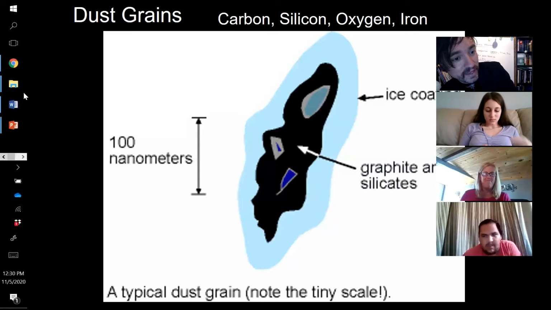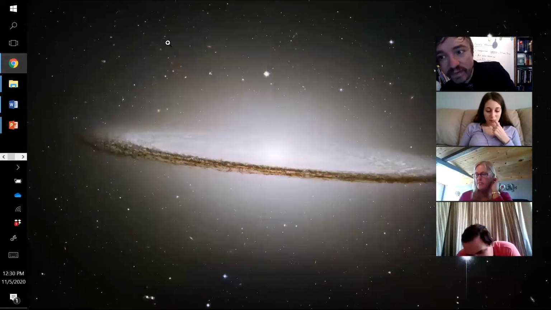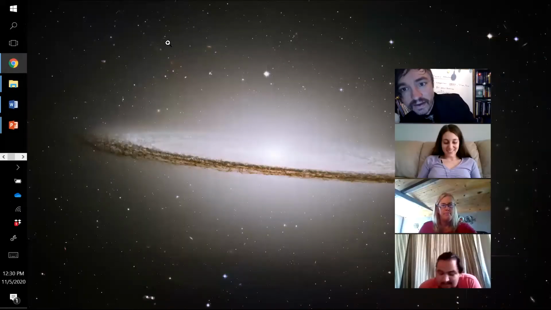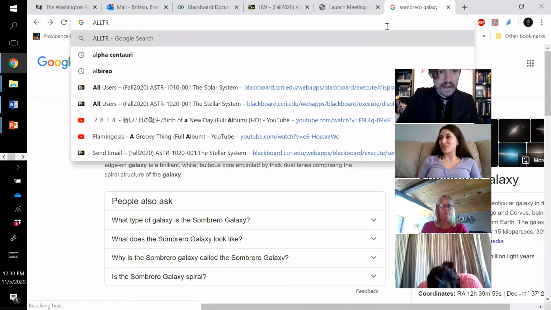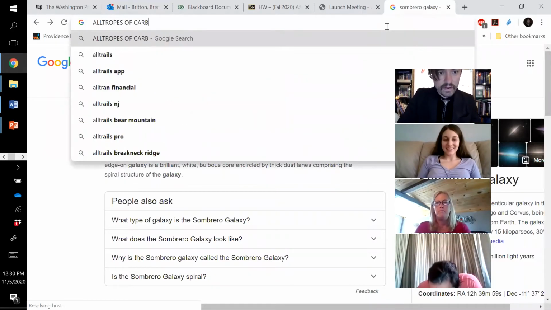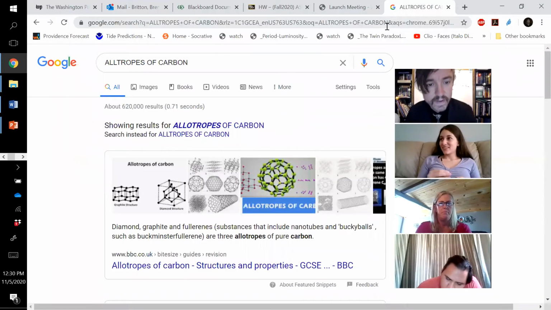I think it's time we took a little trip to Wikipedia and we learned about the allotropes of carbon. I kid you not, the allotropes of carbon is one of my favorite Wikipedia pages. And you just don't anticipate how interesting carbon is. Allotropes of carbon. Okay.